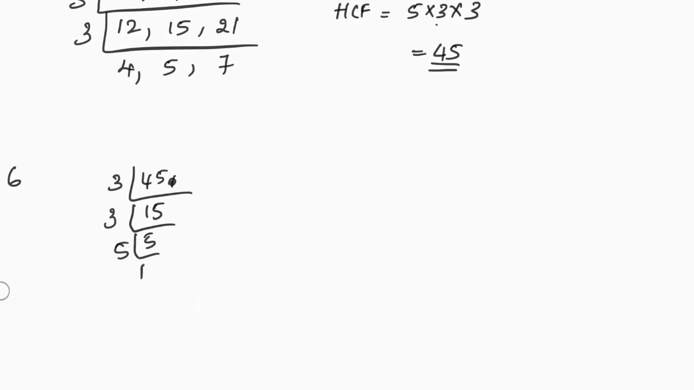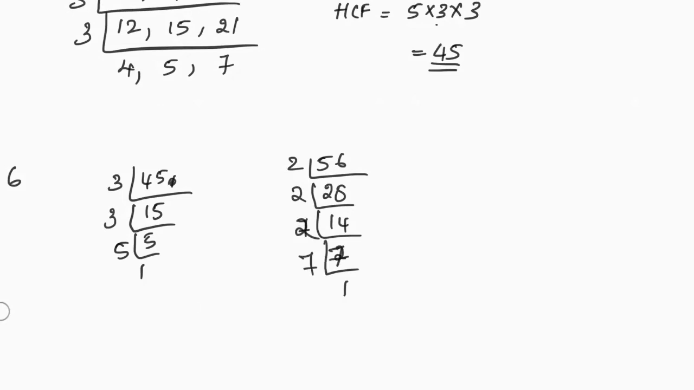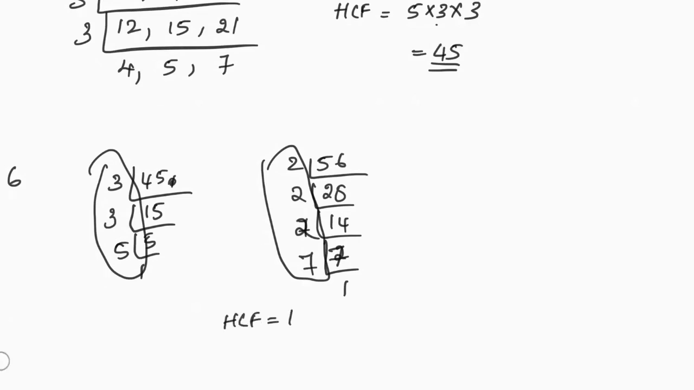3, 5, 5, 1. Similarly 56. I will start with 2. 28, 2, 14, 7, 2, 7, 7, 1. So here the factors are 2 and 7. Here the factors are 3, 3 and 5. Is there any common factor? No. So HCF is equal to 1.